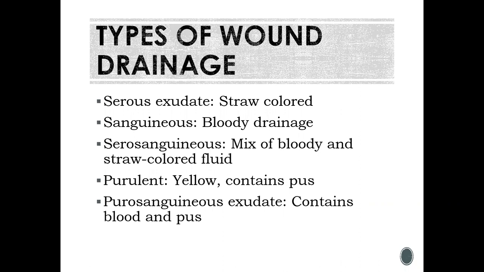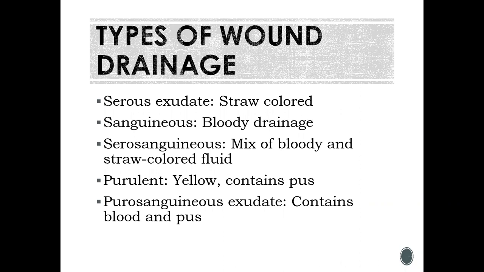Sanguineous is bloody drainage. Sanguineous exudate is seen with deep wounds or wounds in highly vascular areas. Sanguineous exudate is bloody drainage. It indicates damage to capillaries. Fresh bleeding produces bright red drainage, whereas older dried blood is dark red-brown in color. Serosanguineous is a combination of bloody and serous.